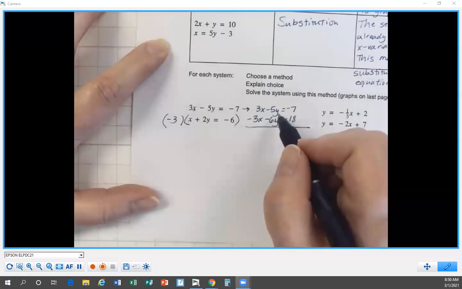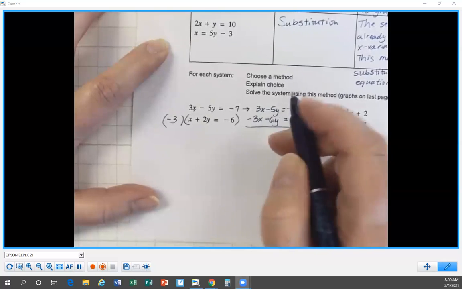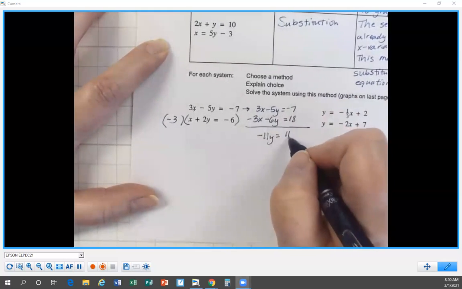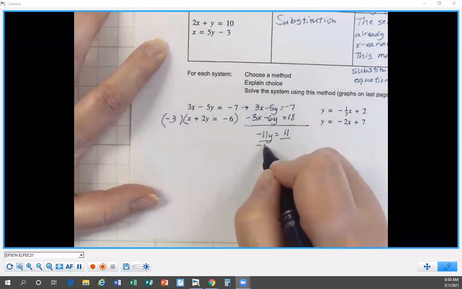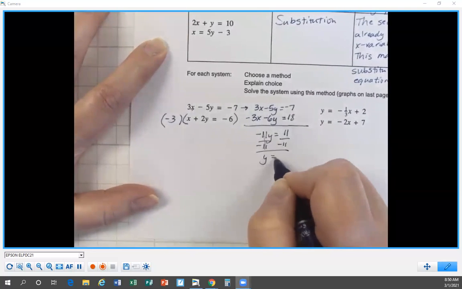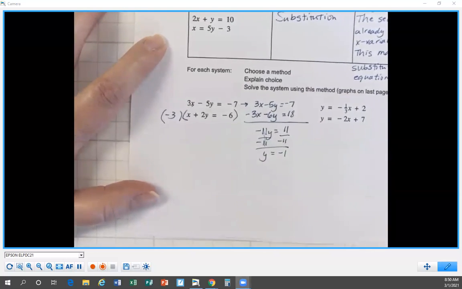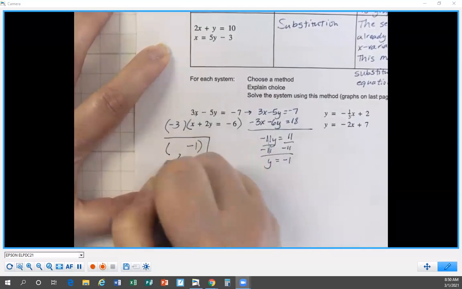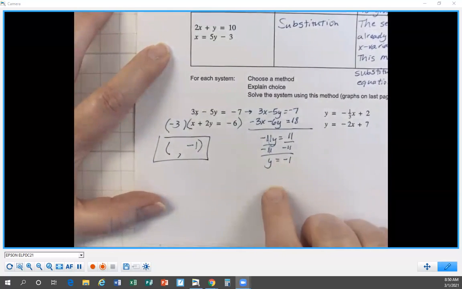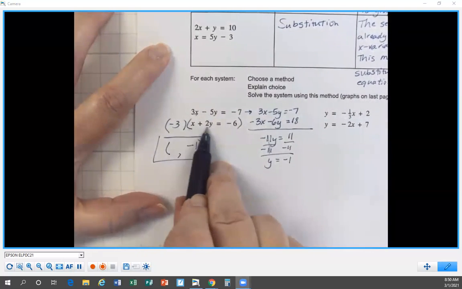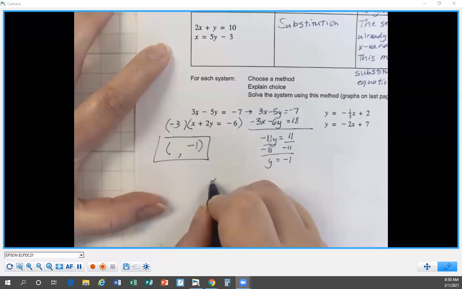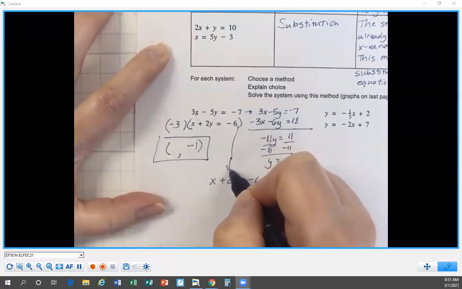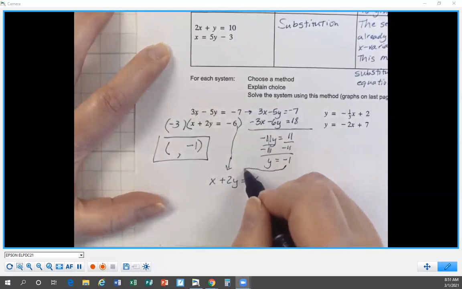3x minus 3x is 0. -5y minus 6y is -11y. And then 18 minus 7 is 11. And then I divide each side by -11 to get y equals -1. Okay, so the y value is -1. And then we'll substitute that into either equation to solve for x. I'll substitute it into the bottom equation because the numbers are slightly smaller. So x plus 2y equals -6. That was that second equation. And then I'll plug this -1 in here.